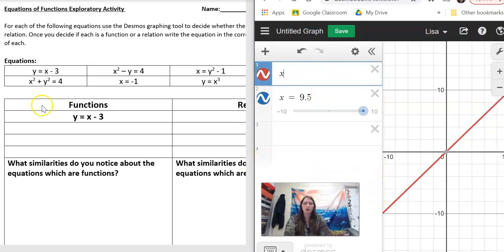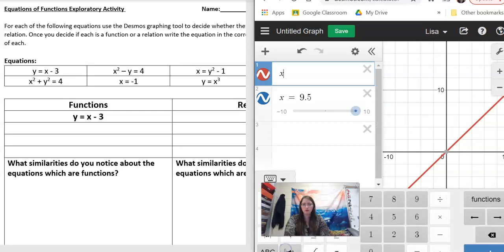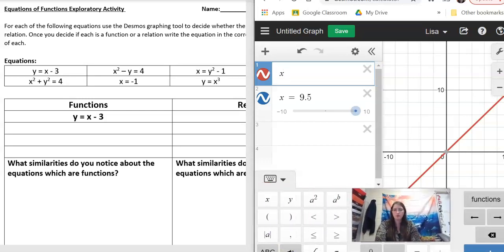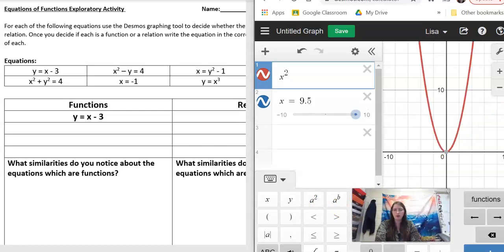So I'm typing in x squared plus y squared equals 4. If I hit this little keypad thing at the bottom, I can actually get the square button right here. So if I hit that, it'll make it x squared. And I can just keep typing the rest, plus y squared equals 4. And I get this circle.